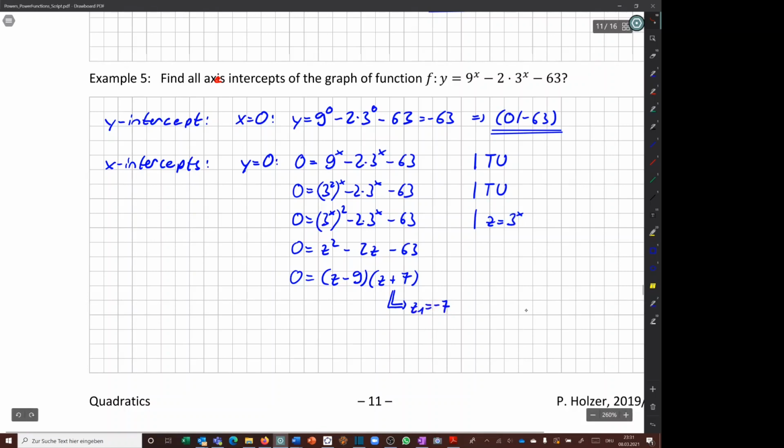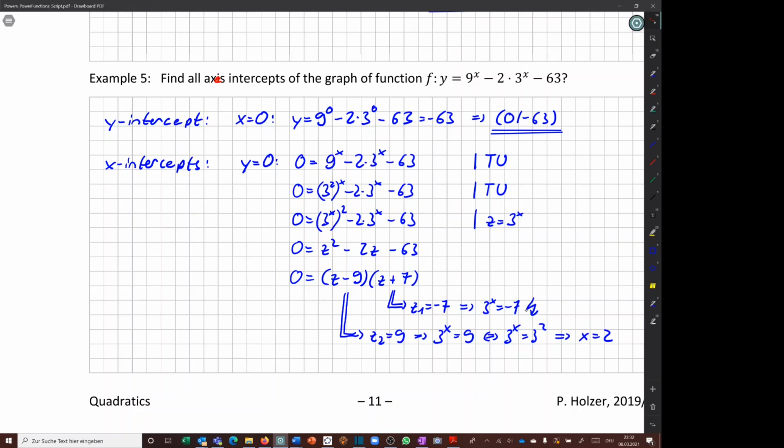We have to substitute back the 3 to the power of x. We get 3 to the power of x equals minus 7. Well, 3 to the power of x cannot be negative, so this has no solution here. Then z minus 9 yields z2 is 9. We substitute back again the z equals 3 to the power of x, so 3 to the power of x equals 9. In other words, 3 to the power of x equals 3 to the power of 2, and we get x equals 2. And hence we found the x-intercept to be 2, 0.